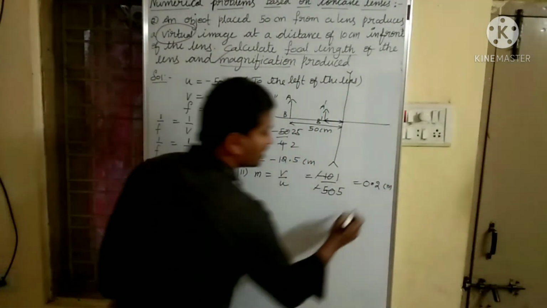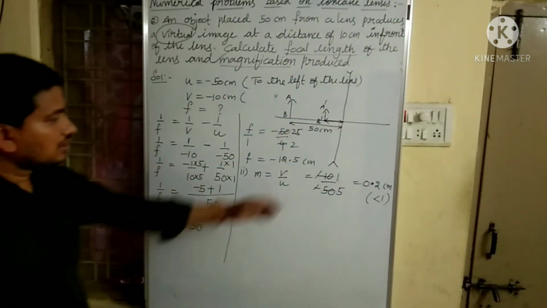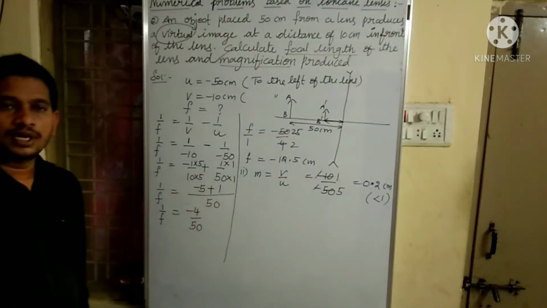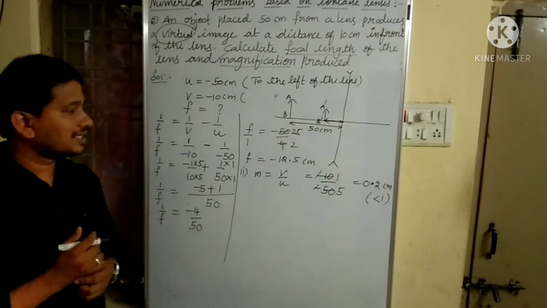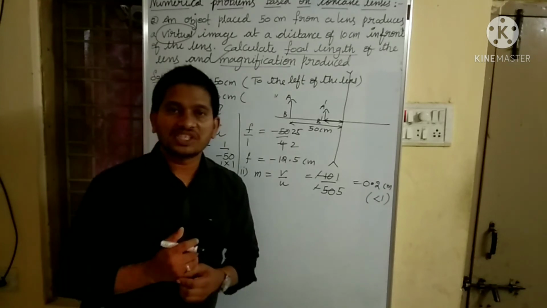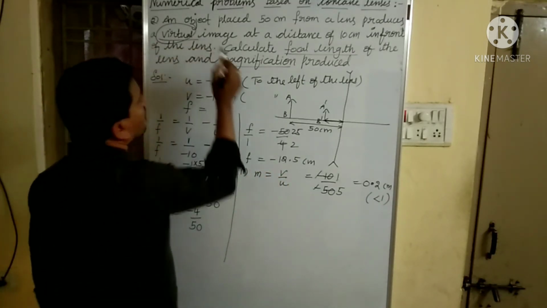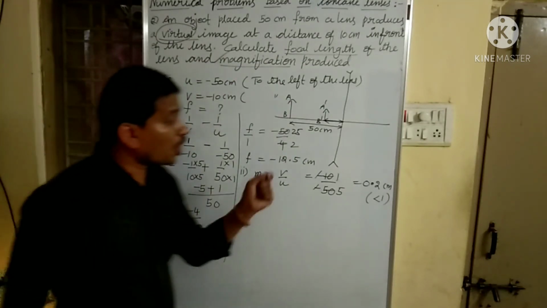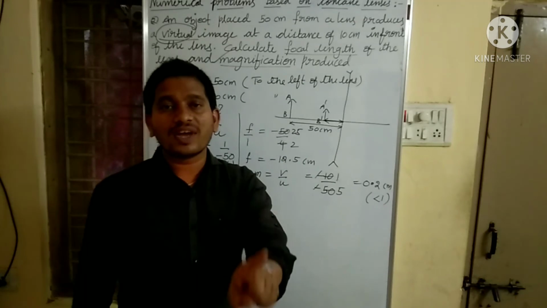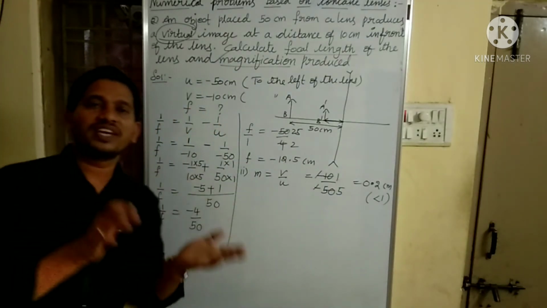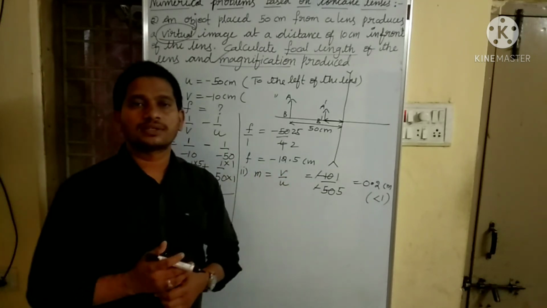So you can see this is less than 1, which means the image is smaller than the object. Here the plus sign indicates a virtual and erect image. As I mentioned, this is a virtual image. We got magnification 0.2, which is less than 1. If the magnification is less than 1, we get a smaller image.